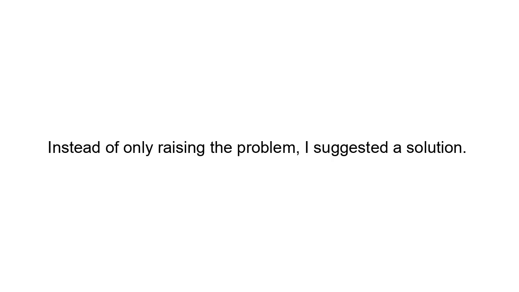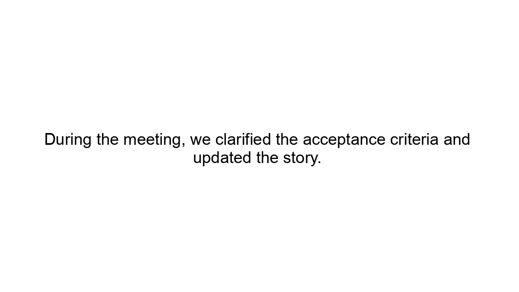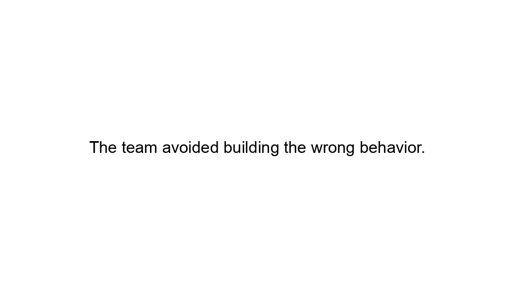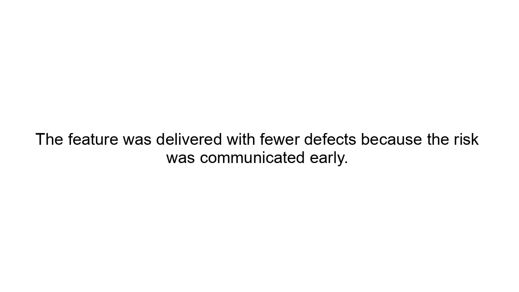Instead of only raising the problem, I suggested a solution. I proposed a short meeting with the product owner and QA to confirm the rules. During the meeting, we clarified the acceptance criteria and updated the story. Result: the team avoided building the wrong behavior. QA had clear test scenarios. The feature was delivered with fewer defects because the risk was communicated early.